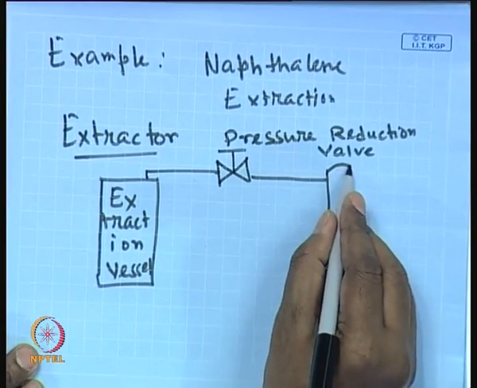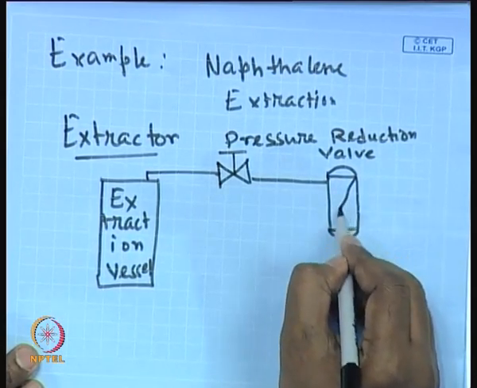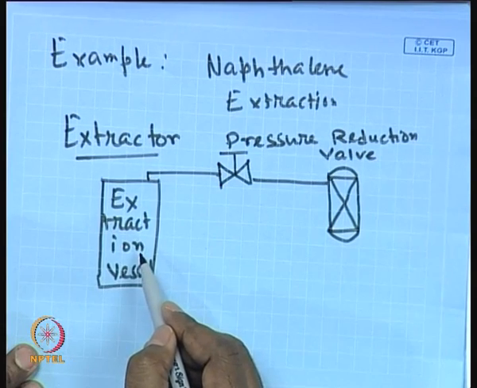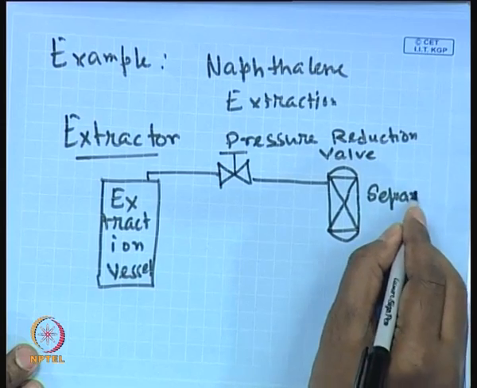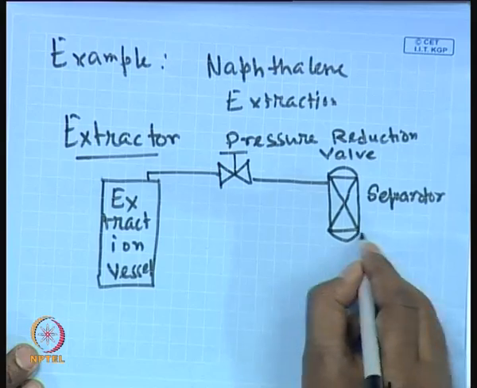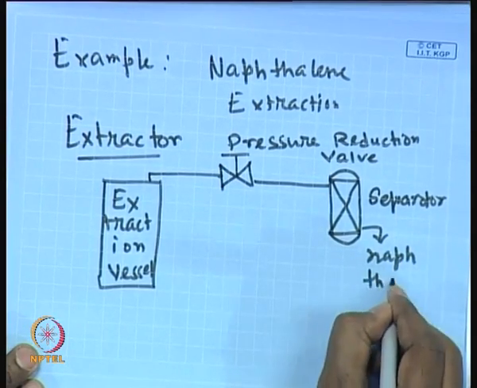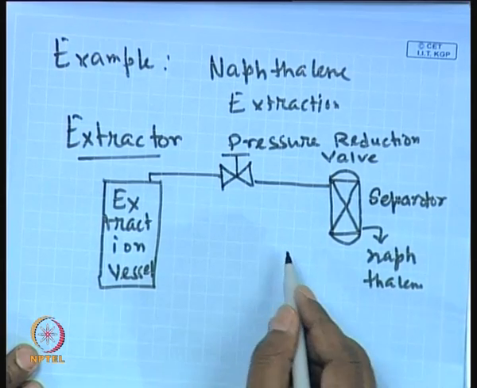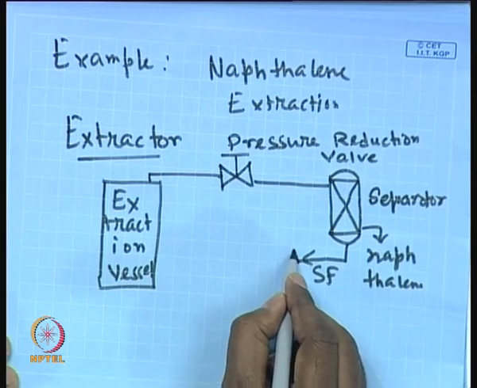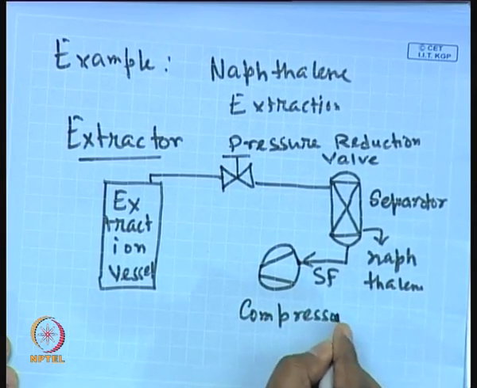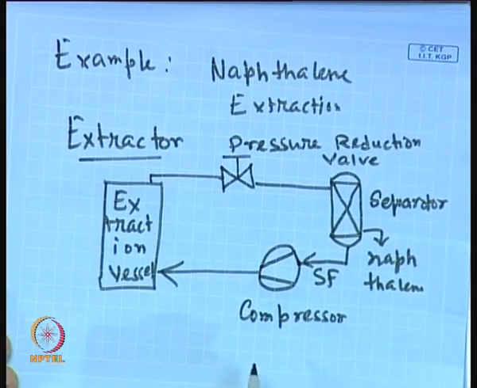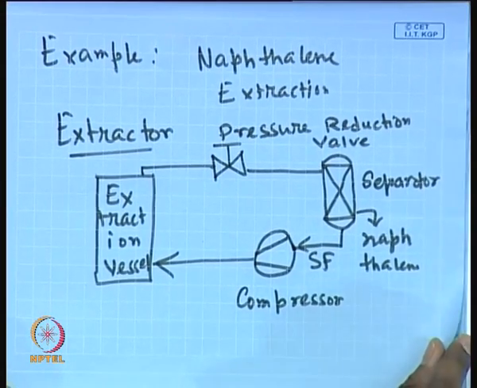Once it goes through a pressure reduction valve, what happens? The solubility of the naphthalene, which was very high in the supercritical fluid at those operating conditions, becomes very low. So, it goes to a separator. Here you separate out the naphthalene. The supercritical fluid should not be wasted; it will be compressed, its pressure will be increased, and it will be sent back into the extraction chamber. So, supercritical fluid comes here via a compressor, and it is sent back to the extraction vessel, so that the whole system becomes a continuous process.